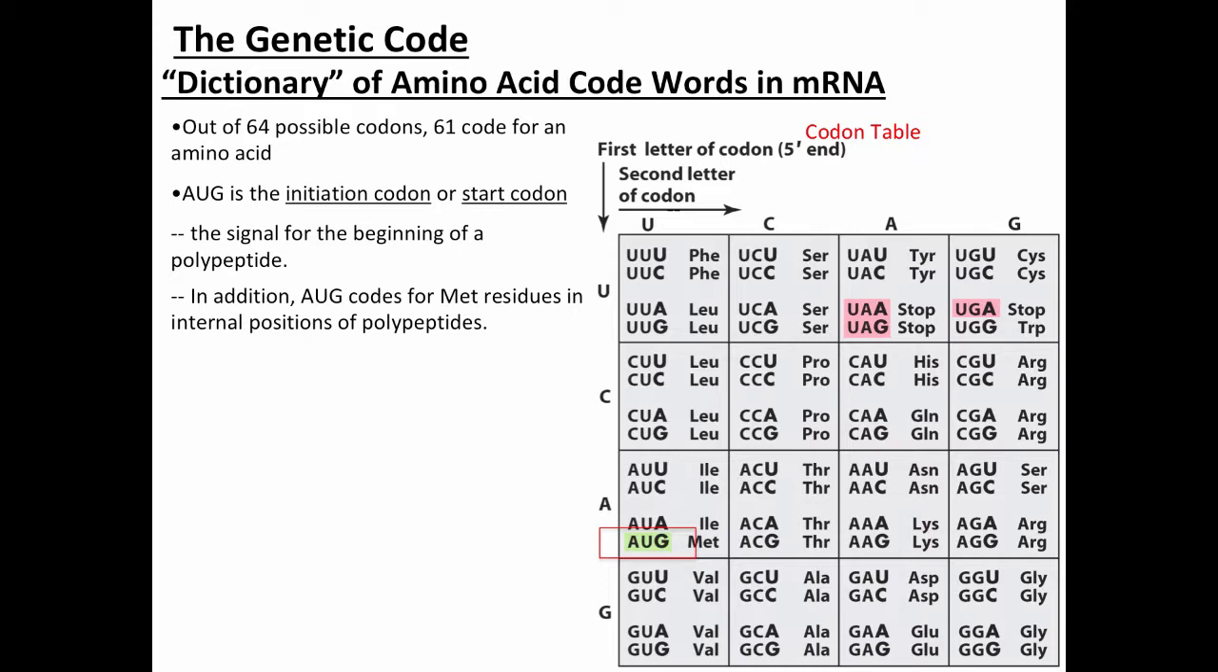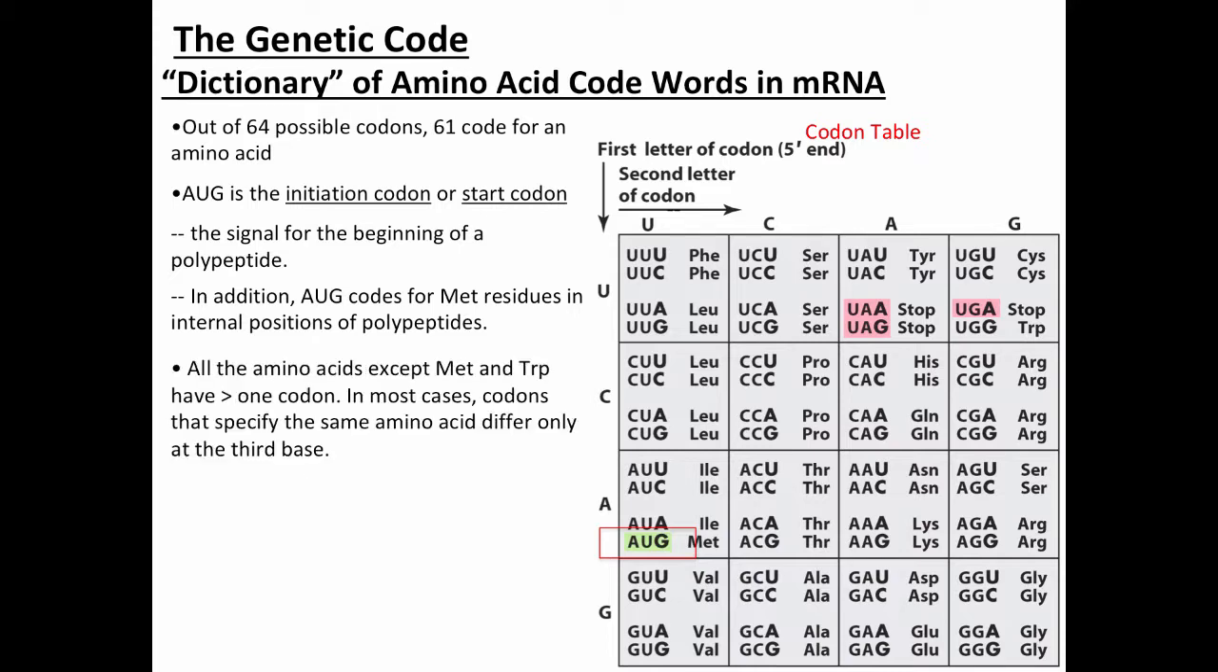AUG, so this is AUG here, is the initiation codon or a start codon. So it's going to be the signal for the beginning of a protein or polypeptide. And then AUG can also code for methionine residues that are in internal positions of a polypeptide. All of these amino acids, except methionine and tryptophan, have more than one codon.